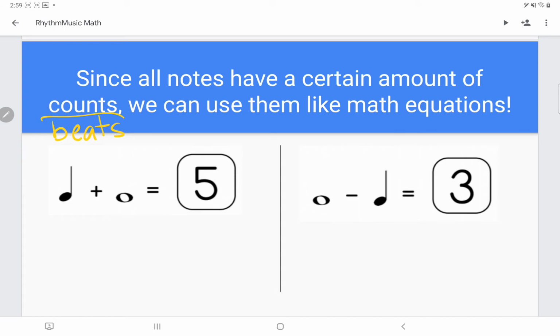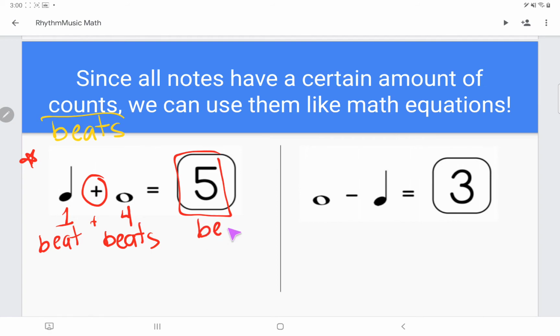So first, let's take a look at my first equation over here, that's addition. The first note I see is a quarter note. I know it's a quarter note because it's filled in and it's got a stick attached. So my quarter note was equal to 1 beat. Now I'm going to add another note to it. My next note is a whole note. I know that because it's empty and because it doesn't have a stick next to it. So my whole note was equal to 4 beats. Now when I add 1 plus 4, that's how I get to 5 beats.